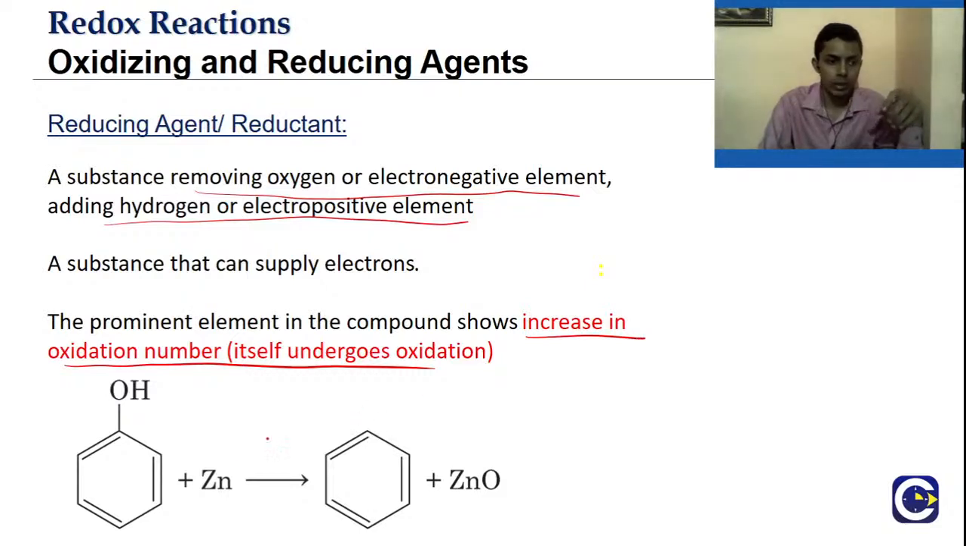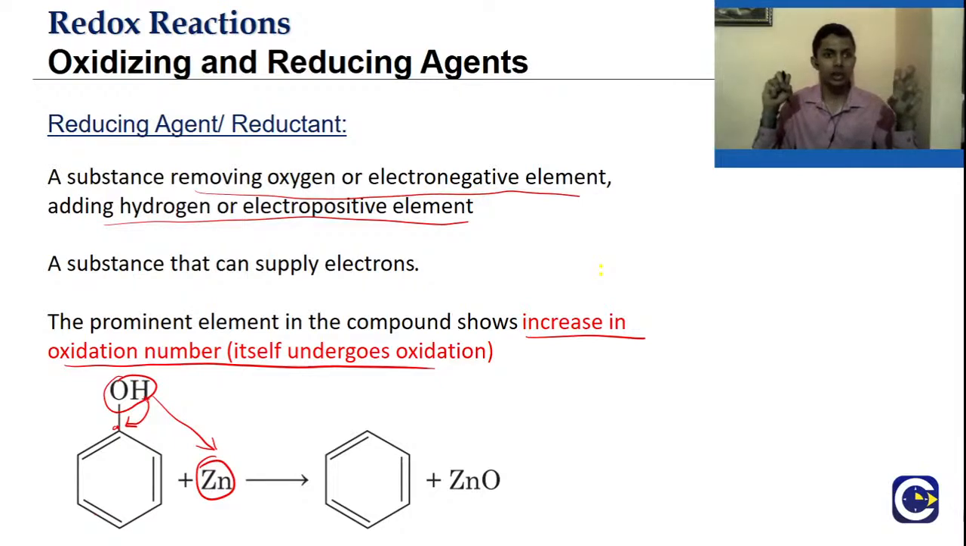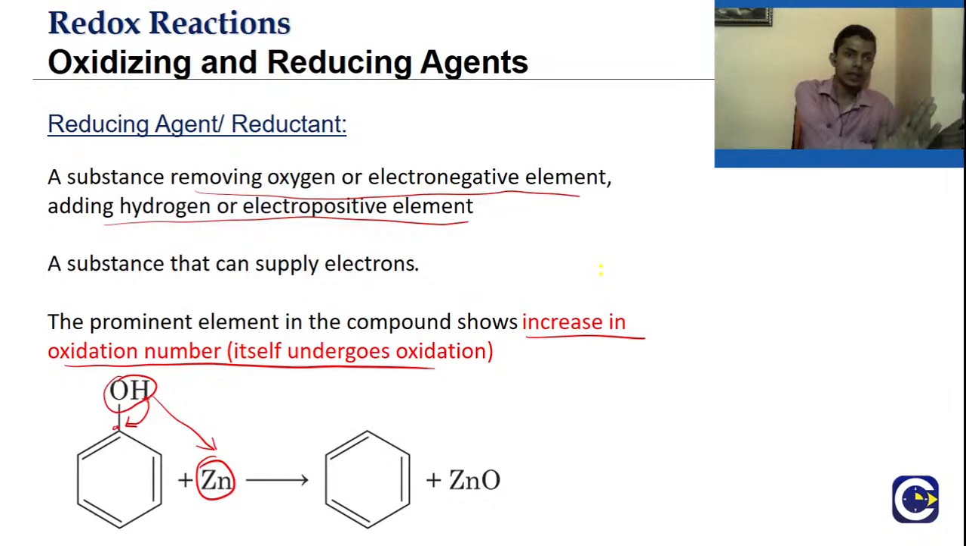For example, if I take zinc and treat it with phenol, benzene will be formed, and this oxygen will be taken away by this zinc. This hydrogen further attaches to this carbon, whereas this oxygen will form a bond with zinc. That means zinc is taking away oxygen, or it is undergoing oxidation, and it is acting as a very good reducing agent.